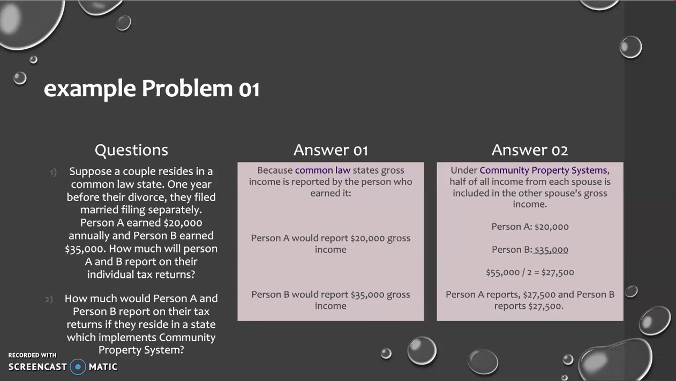So under common law, we know that the income is reported by the person who earned it. So person A reports $20,000 in gross income and person B reports $35,000 in gross income.